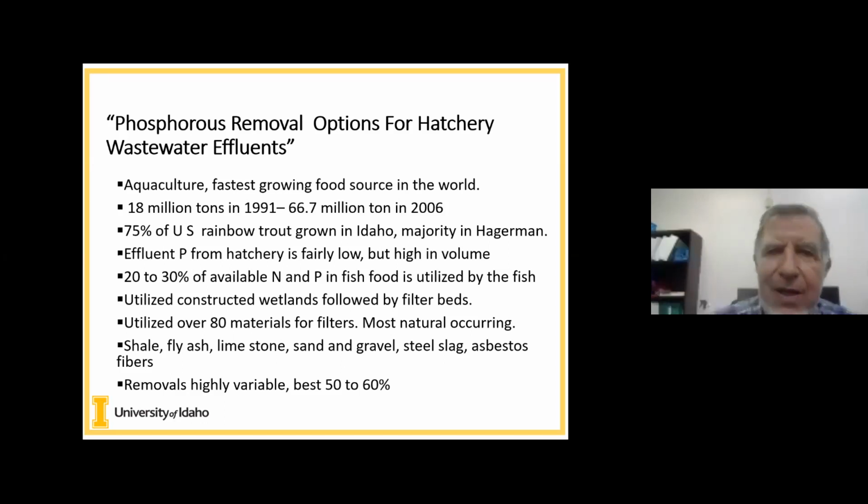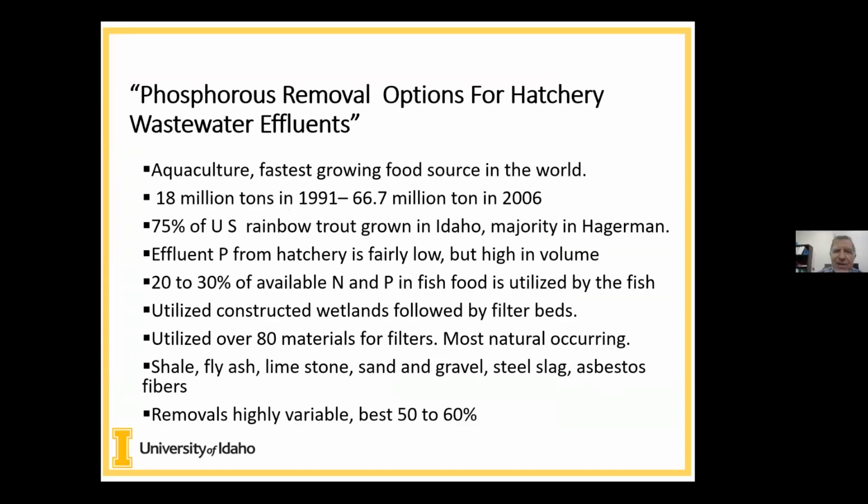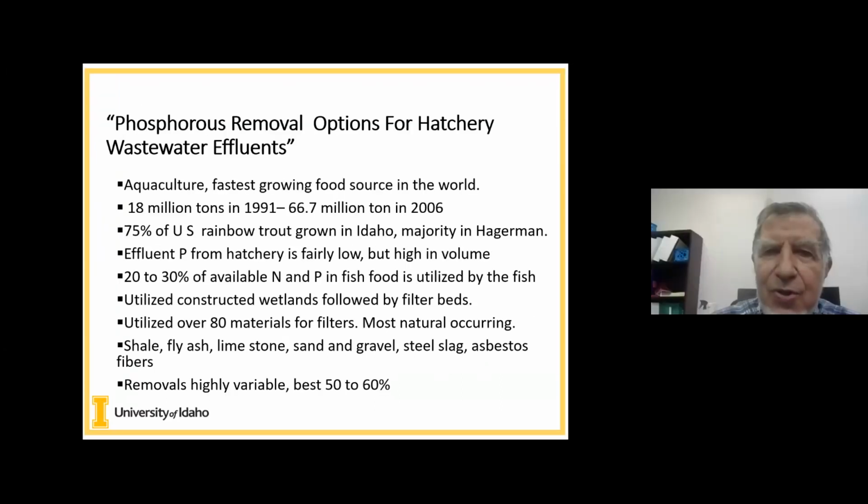Another little tidbit here is in the United States, 75% of all rainbow trout that were grown under aquaculture conditions were grown in Idaho. And the majority of that was in Hagerman under the tutelage of the Thousand Springs exit of the Snake River Plain. Effluent P from hatchery is a fairly low phosphorus reading, but it is very high in volume due to the fact that you have to continuously keep flowing water moving at all times.